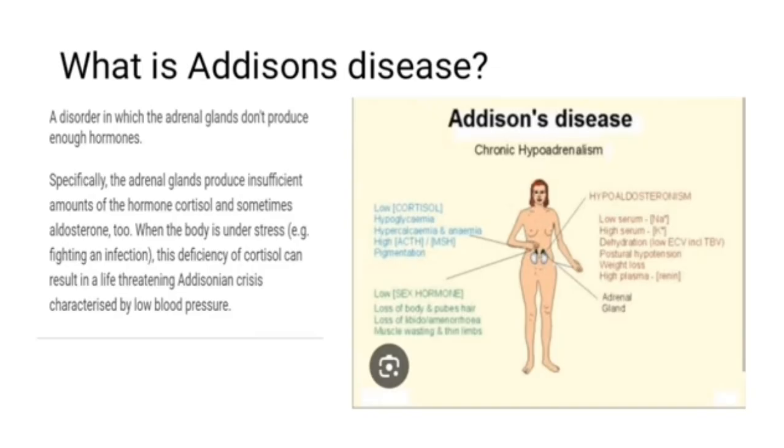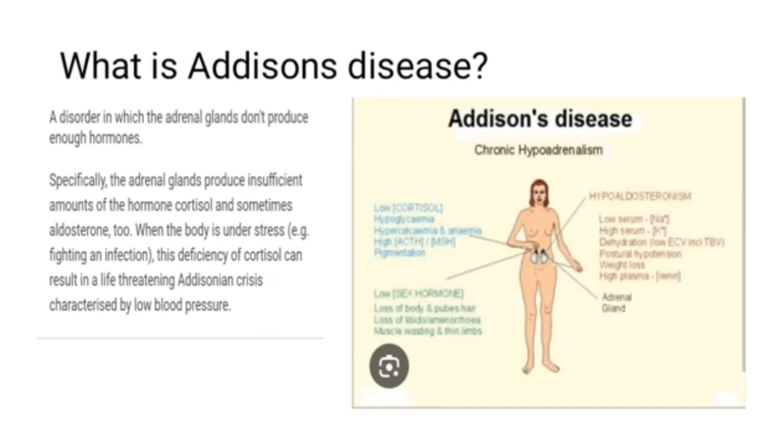Then, what is Addison disease? Addison disease is a disorder in which the adrenal glands don't produce enough hormones. That is, there is underproduction of cortisol. Specifically, the adrenal gland produces insufficient amounts of the hormone cortisol and sometimes aldosterone too. So when the body is under stress, for example, during fighting or infection, this deficiency of cortisol can result in a life-threatening Addisonian crisis characterized by low blood pressure.